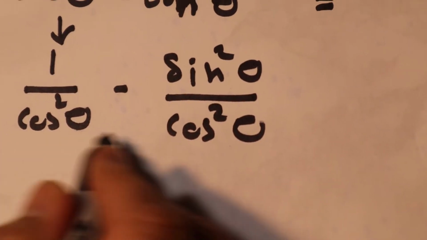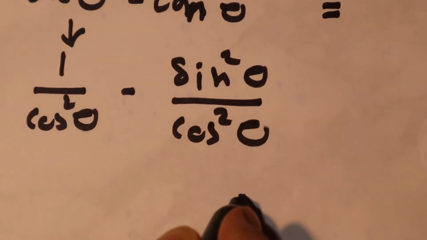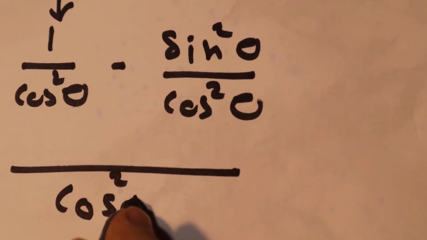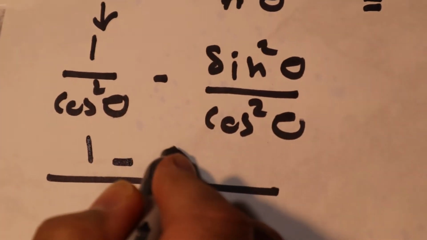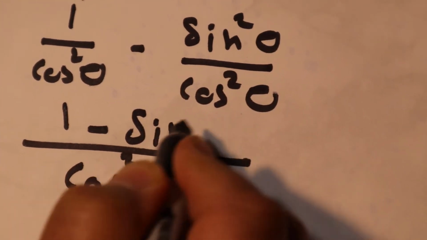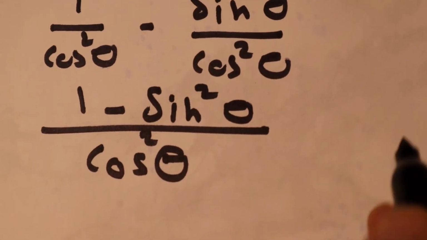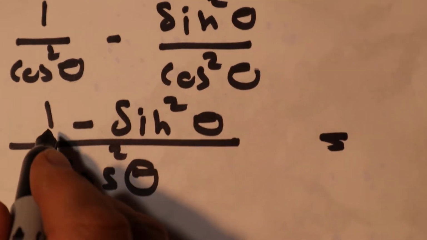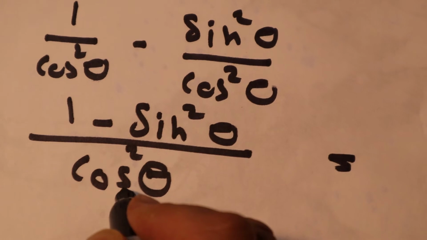And you see, we have the same denominator. So take the same denominator, cosine square of theta. And here is 1 minus sine square of theta. We're still missing that it equals 1, by the way. So we should have 1 minus sine square of theta equals cosine square of theta.